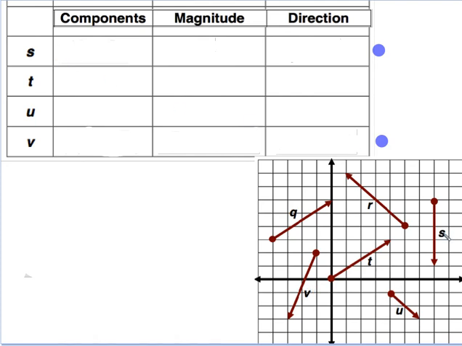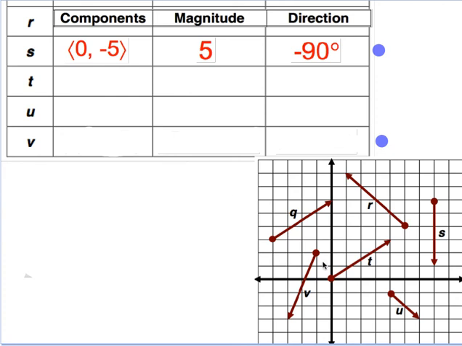So for S, I'm going straight down, and my components are going to be 0 and -5 because I'm going 5 units down. My magnitude is just 5, and then the direction is -90 degrees. I could also put this as 270 degrees.